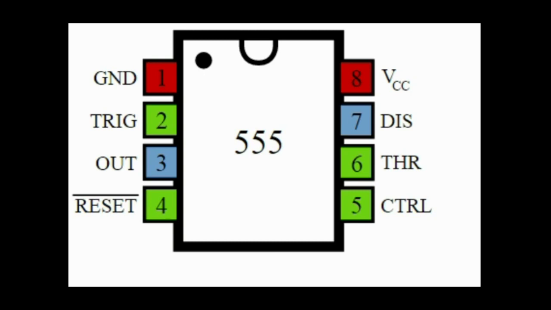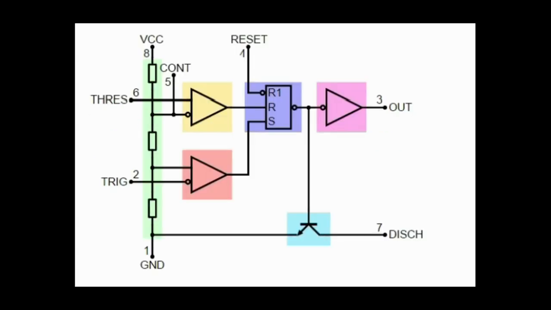The 555 has 3 operating modes. Bistable mode or Schmitt trigger: the 555 can operate as a flip-flop if the DIS pin is not connected and no capacitor is used. Uses include bounce-free latched switches.